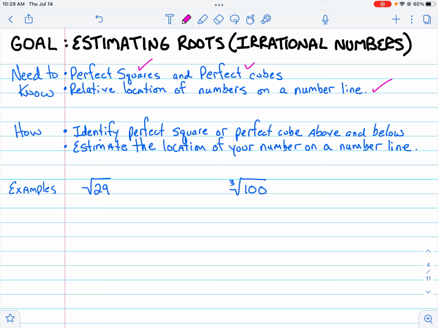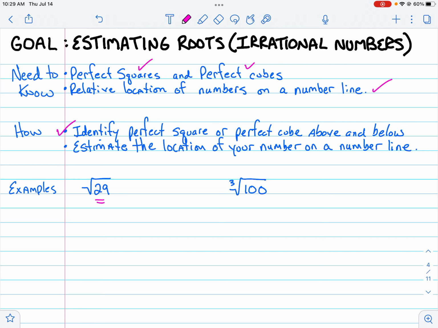Now, first off, I should tell you this technique is not perfect. It is an estimate only, and there are other ways to calculate these numbers by hand. That is not what we're doing here. We're estimating. Okay? What we're going to do is identify the perfect squares that are on either end of the number we're looking at.